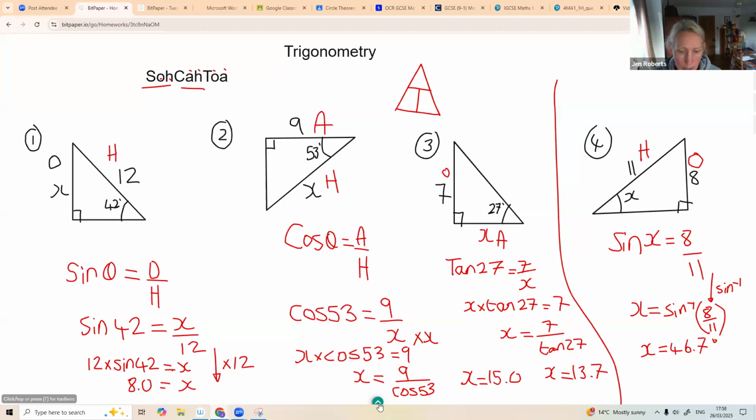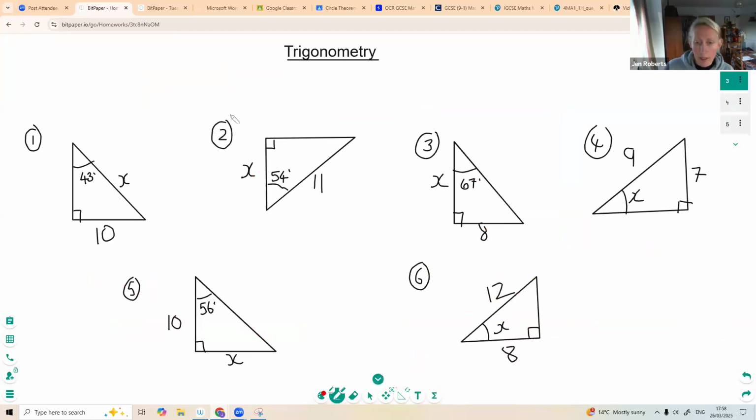Okay, have a go at these next 6 questions and can you find X, round all of your answers to 1 decimal place? Put me on pause, unpause when you're done.